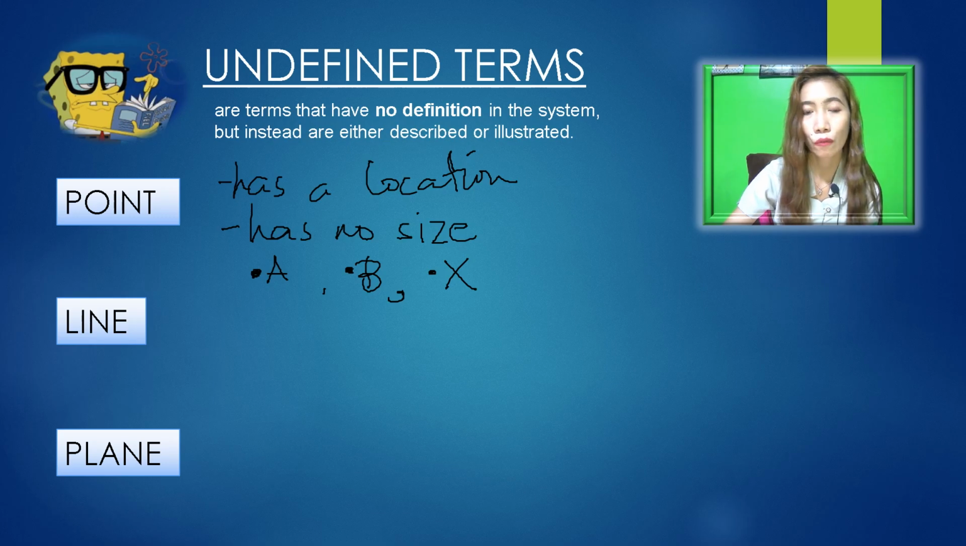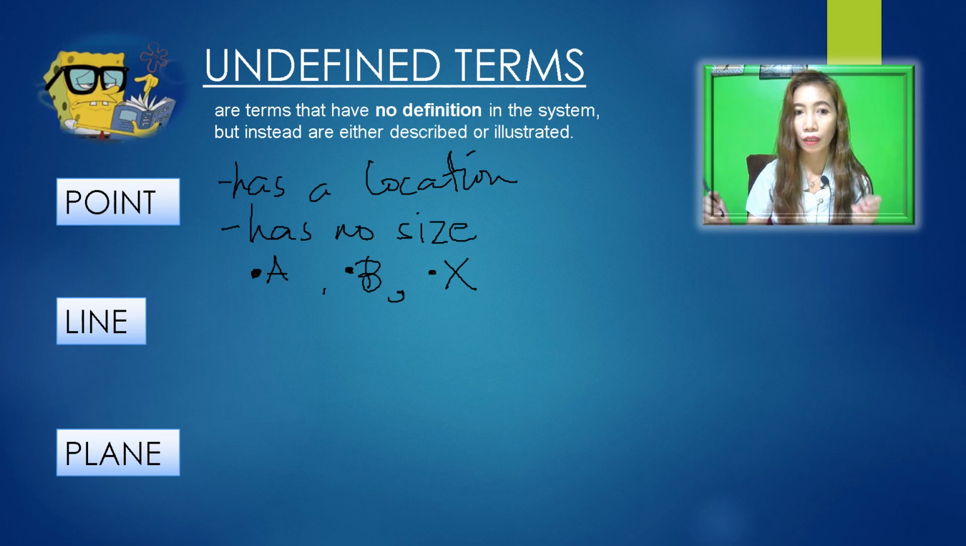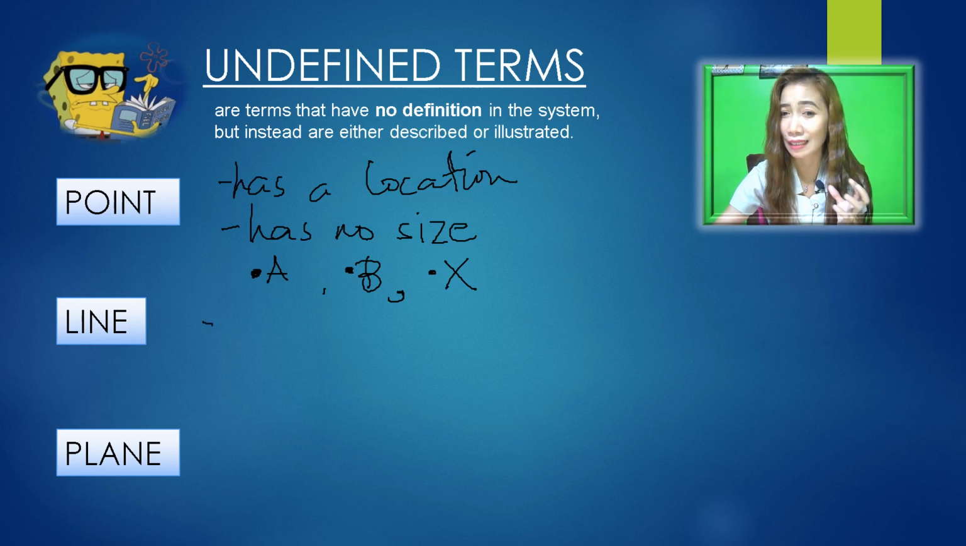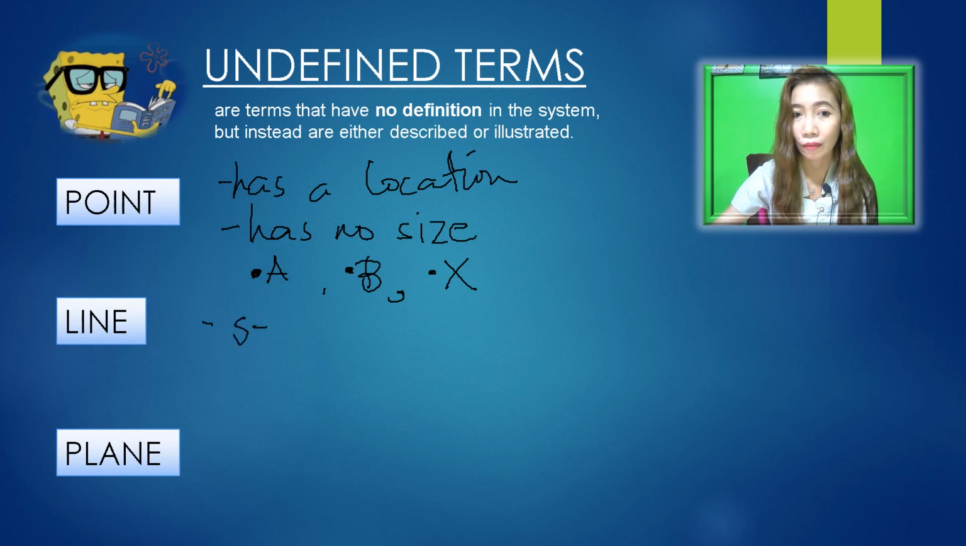Next. So for the next undefined term, so that is a line. So kanina sa motivation part, as you can see, after a dot, nag-form siya ng line, yung dots. Okay, so if we are going to describe this line, a line is what? A line is a set of points. So actually, it's an infinite number of points. Okay, so a line is a set of points.